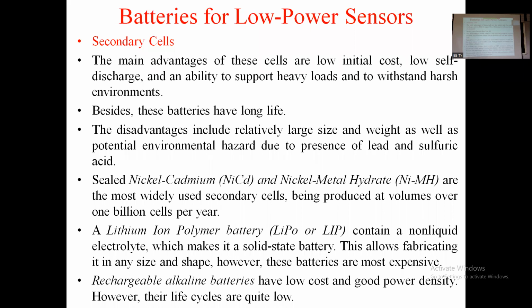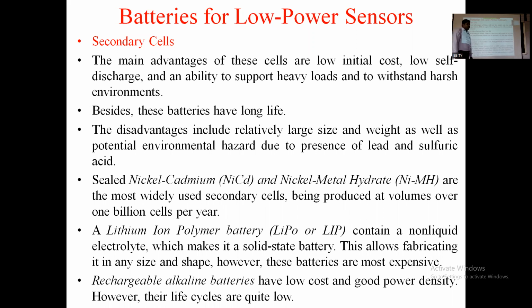Then another type of batteries are lithium ion polymer, LiPo type of battery. It will contain non-liquid electrolytes. So non-liquid electrolyte means solid electrolyte. So these types of battery make solid state batteries, which do not contain liquid electrolyte, but contain a solid state electrolyte, and this allows fabricating in any size and shape.